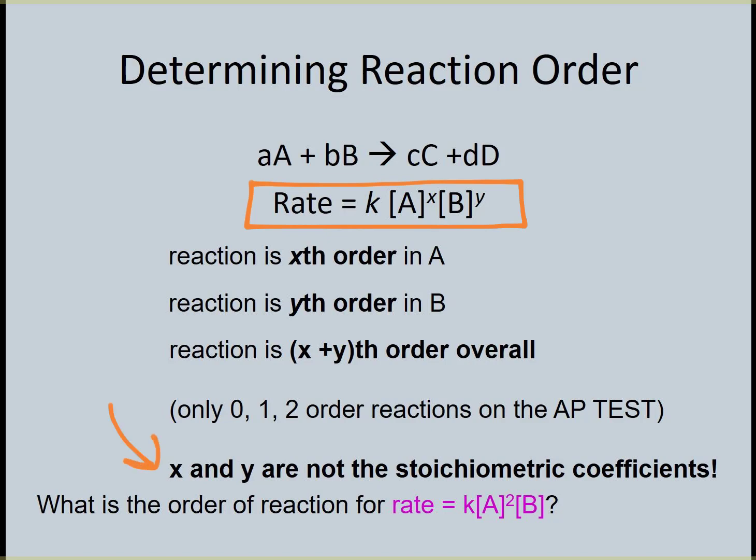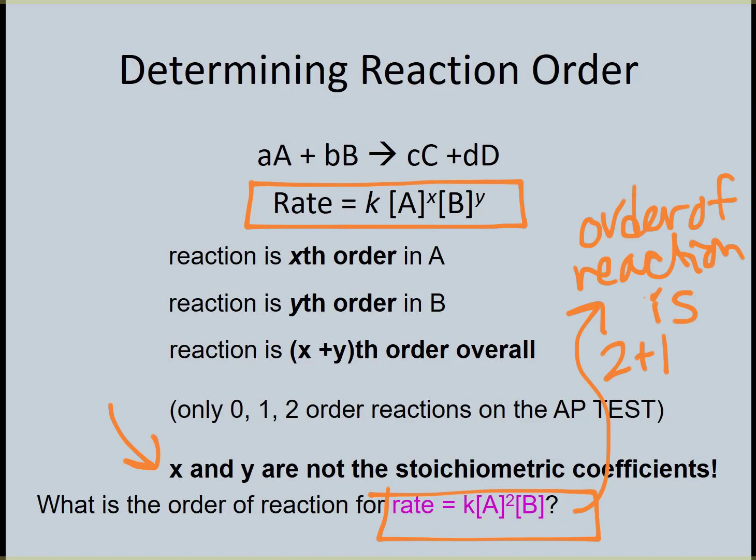Now remember, these are experimentally determined, and you cannot get X and Y, or these exponents, from a balanced chemical equation. So on this problem down right here, what is the order of reaction for rate equals K times the concentration of A squared times B? Well, I would add the exponents, and so my order of reaction in this case is 2 plus 1. This would be a third order reaction.